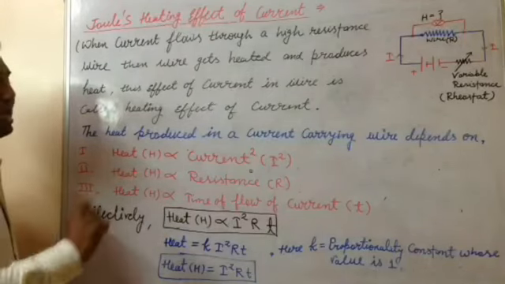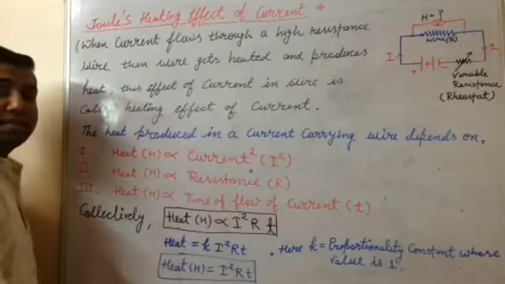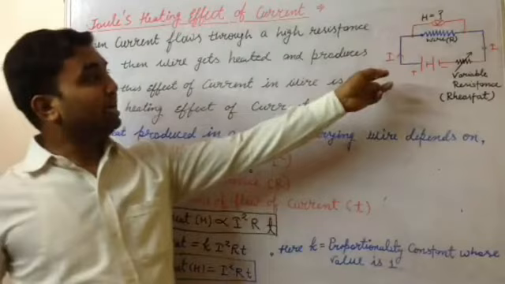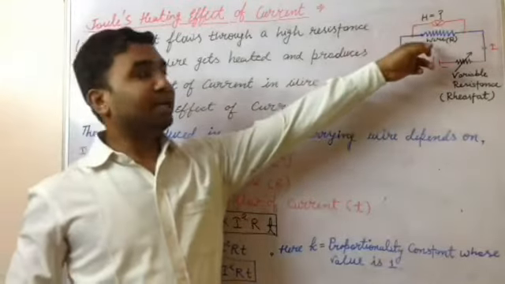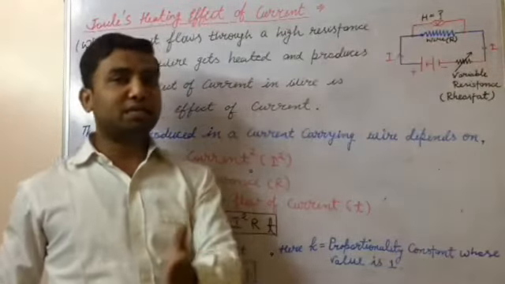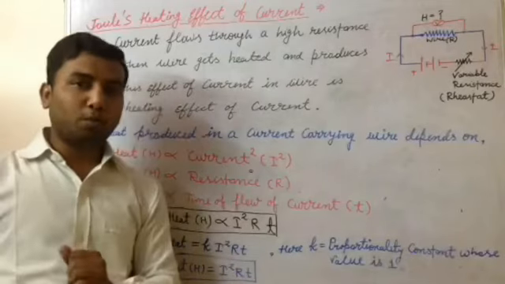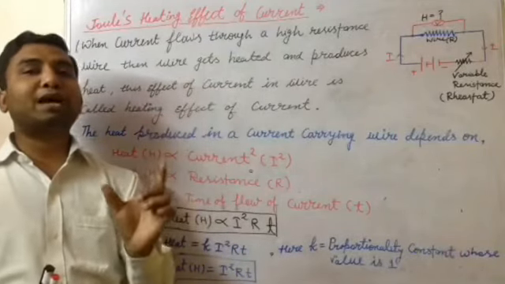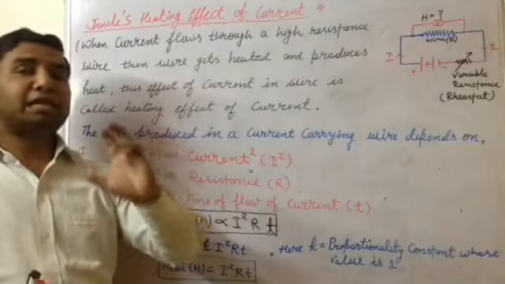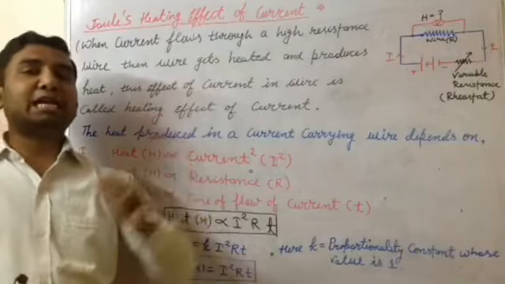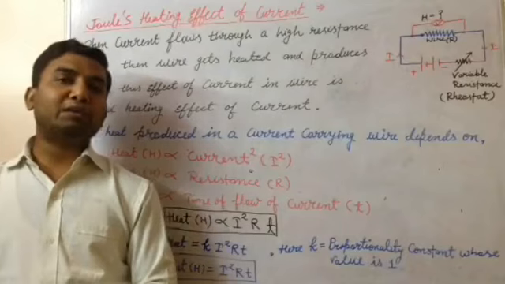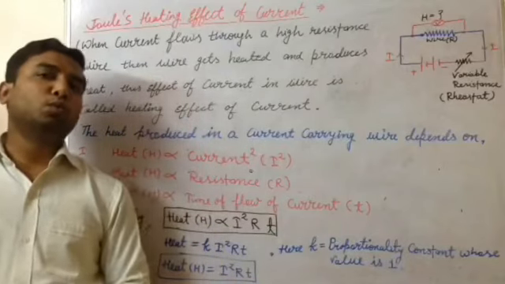Now let's see the second factor. The second factor is resistance. In the heating effect of current, we take a wire and every wire has a certain resistance. Suppose in the first case you are studying, the resistance of the wire is 1 ohm, and in the second case the resistance of the wire becomes 2 ohm. Now tell me, in which case would more heat be produced, case 1 or case 2?